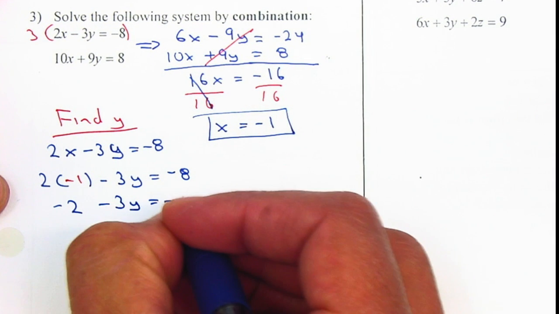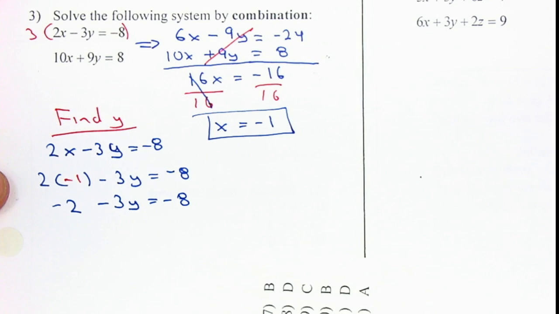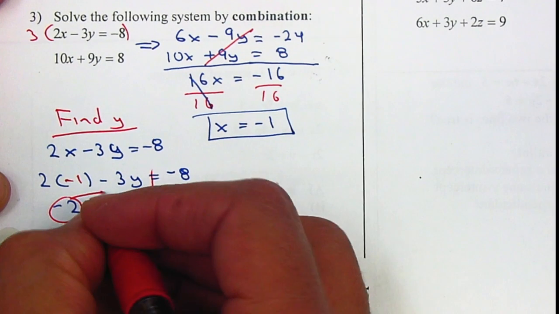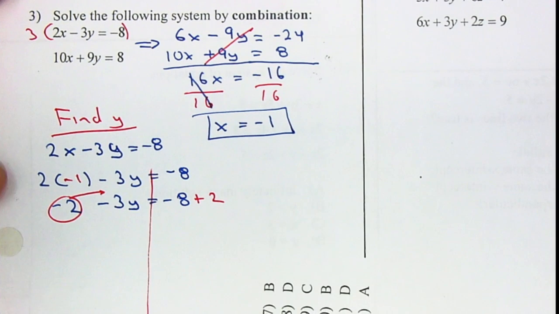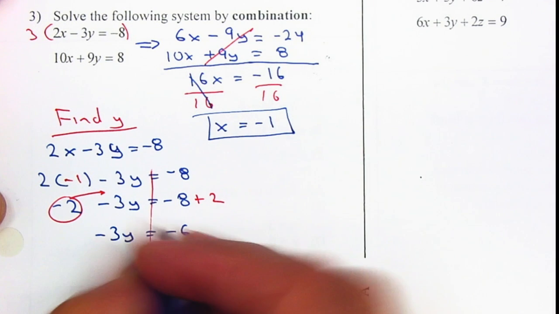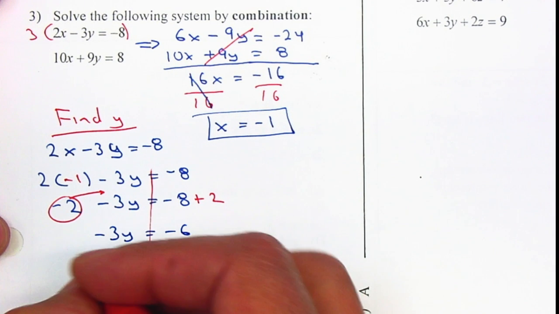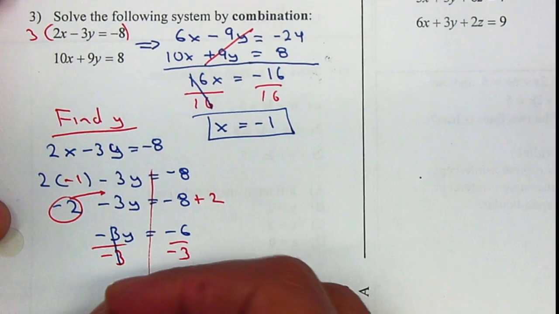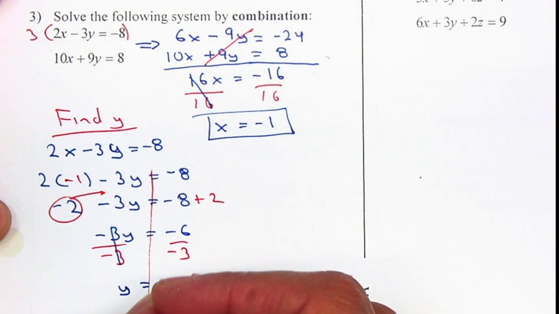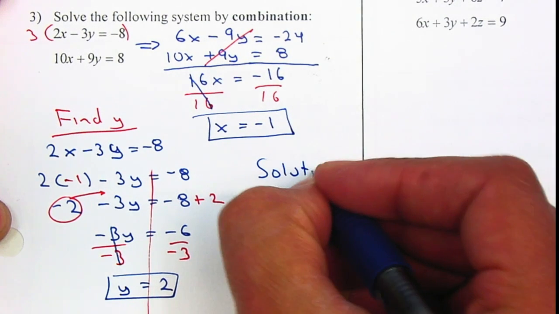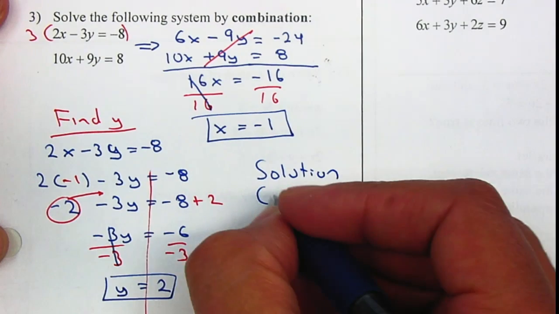Now I can solve for y. I'm going to move my 2 to the right, becomes a positive, or just add 2 on both sides. That gives me -3y is equal to -6. I'm going to divide by -3. That cancels, so y is equal to negative and negative is a positive 2. My solution, or my intersection, is -1 for the x, for the y is positive 2.